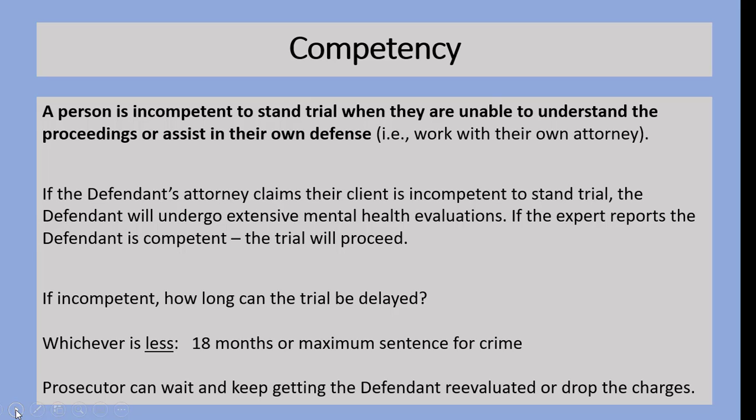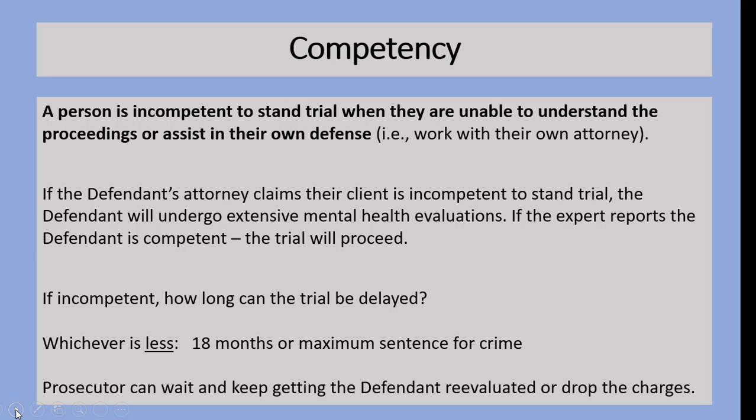All of these are indications that this person cannot help their own defense. They can't assist their own attorney in creating a defense for them because they're so mentally ill or having such a mental health breakdown. That's competency. What it means is you can't go to trial.